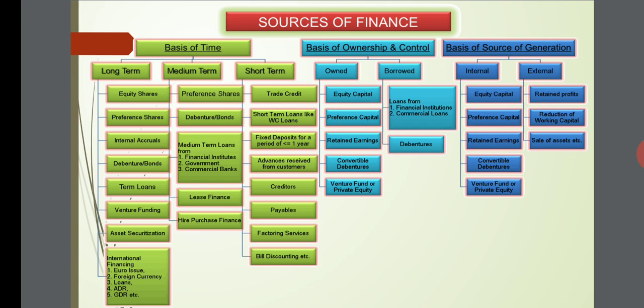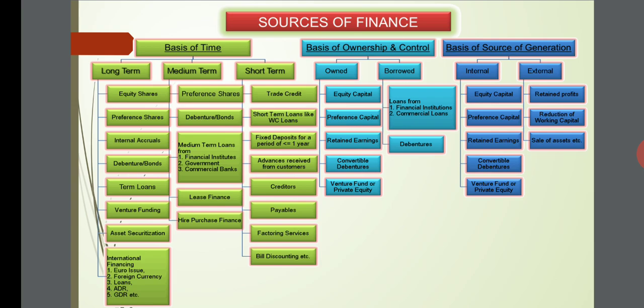Now, on the basis of ownership and control, owned funds means the funds which are owners' funds: equity capital, preferential capital, retained earnings, convertible debentures which are to be converted at a future date into equity, then venture fund or private equity. Then in borrowed funds, loans from financial institutions, commercial loans, and debentures. So these are borrowings.